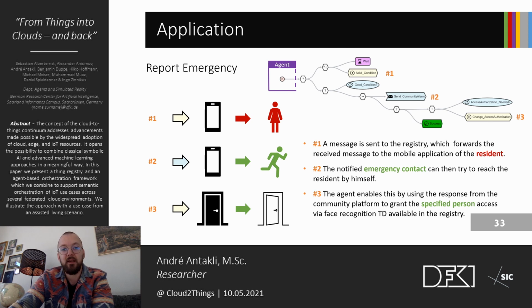In the second escalation stage, a contact person is alerted via a so-called community platform, which is also activated for the agent. This person can now independently try to contact the resident. And last but not least in our scenario, if the contact person wishes to visit the resident in their home, the agent can unlock access to the home for the contact person in advance by using face recognition plus a smart lock for this purpose in step number 3.